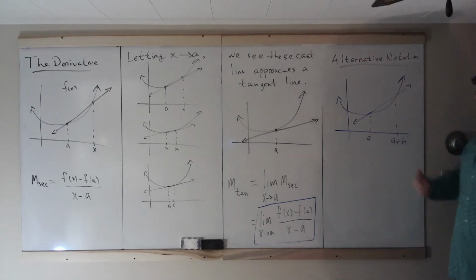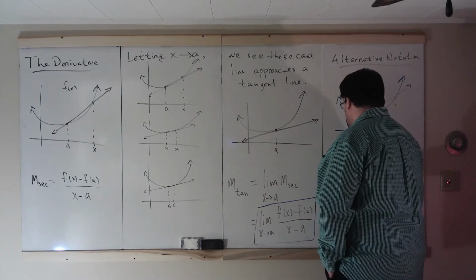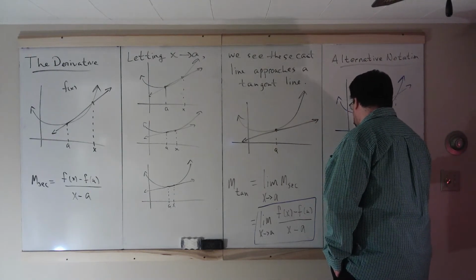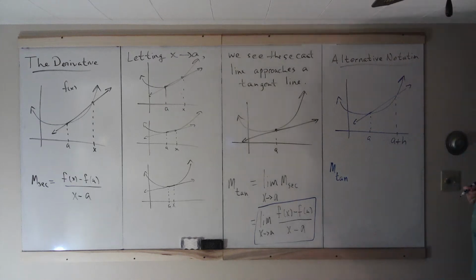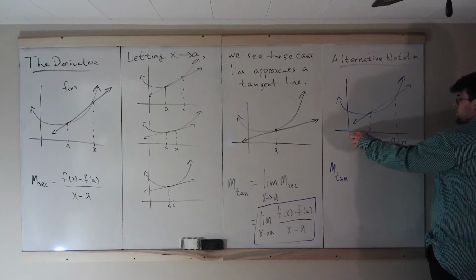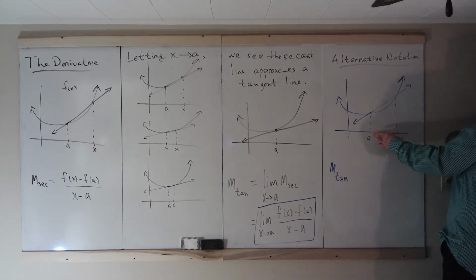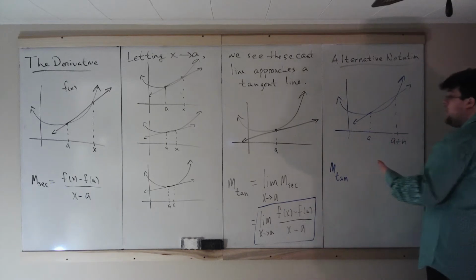So if we instead let that x value be A plus h, well, what would the slope of the tangent line be now? So A plus h, what does that h actually represent? Well, A, remember, is this x value. A plus h is this x value. So h is just measuring the distance from A that we're looking at.